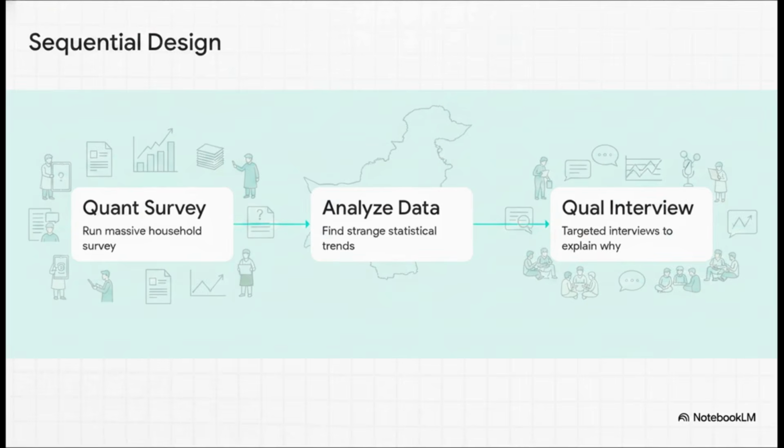One way is a sequential design. You might do this sequentially, meaning first, you run a massive survey on tablets across thousands of households. You analyze all that data. Then, once you spot some weird or interesting statistical trends, maybe a sudden drop in enrollment in one specific region, you follow up with targeted qualitative interviews in that exact spot to figure out why the numbers look like that.